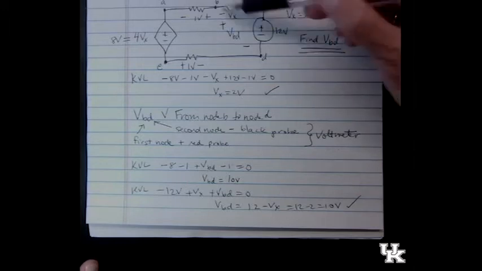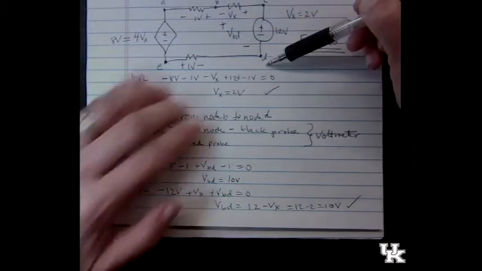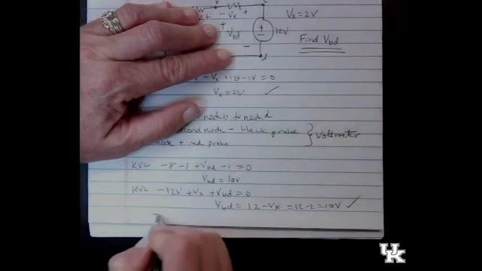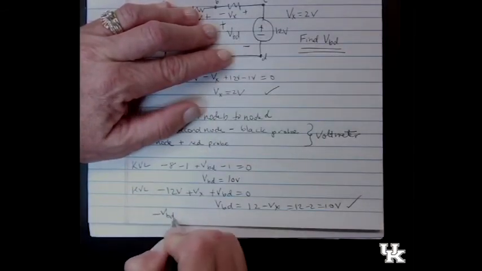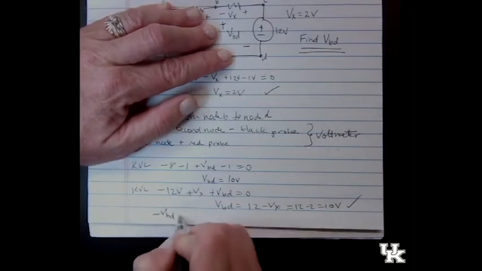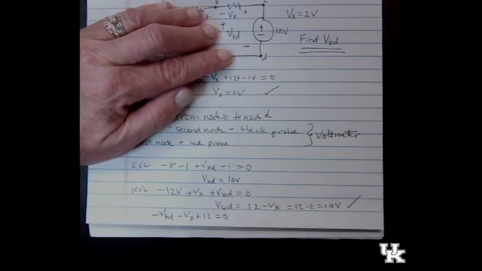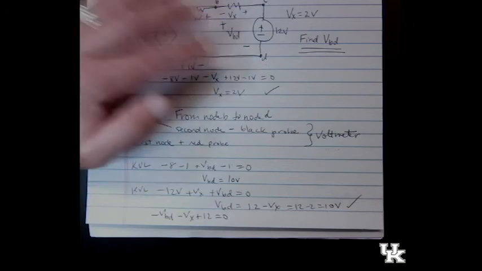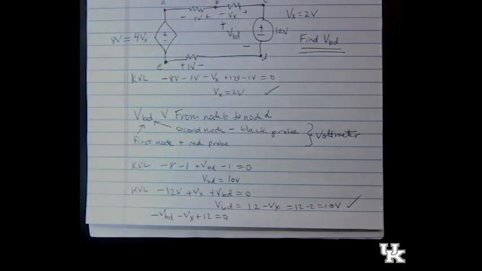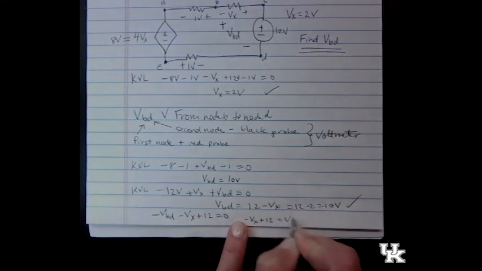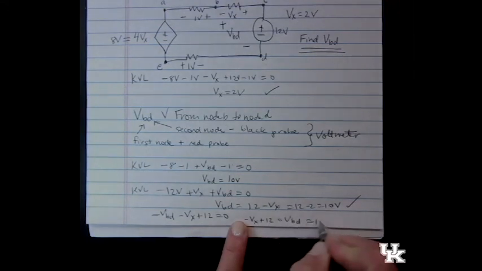Do you want me to write one going the other way? Just for fun? Let's go the other way. So I would hit minus VBD, and then I would hit minus Vx, and plus 12 equals 0. And that would give me the same answer. I would have minus Vx plus 12 equals VBD, and I would get the same 10 volts.